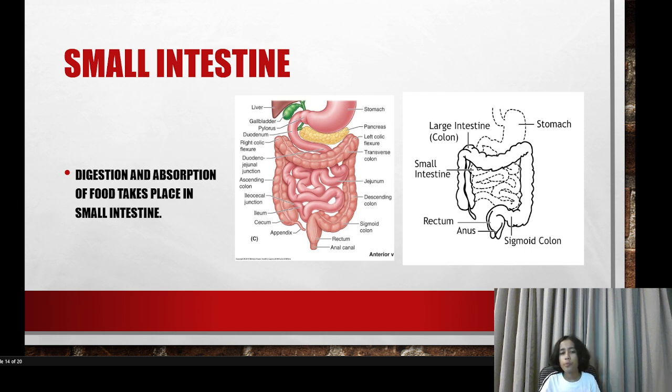The absorption of food mainly takes place here. So whatever food we are eating, it goes into absorption and it is transferred to our blood vessels and then to our tissues. This is the main function of the small intestine.